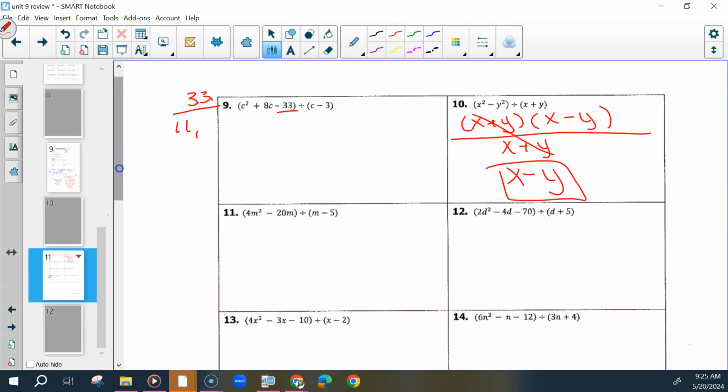11 and 3. One of them will need to be negative. Which one would be the negative? 3. So our two factors would be c plus 11, c minus 3, all over our denominator. And then our final answer would just be c plus 11.